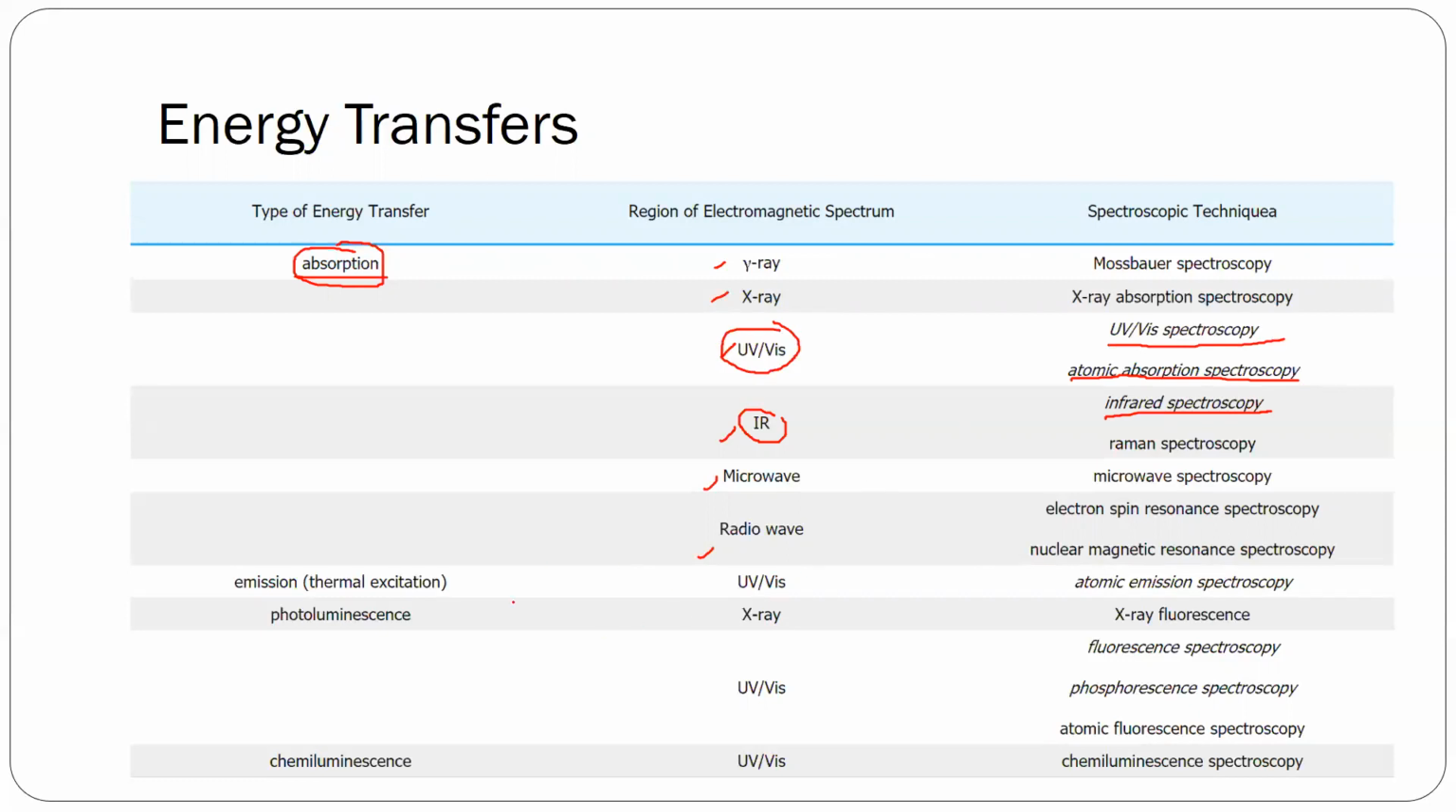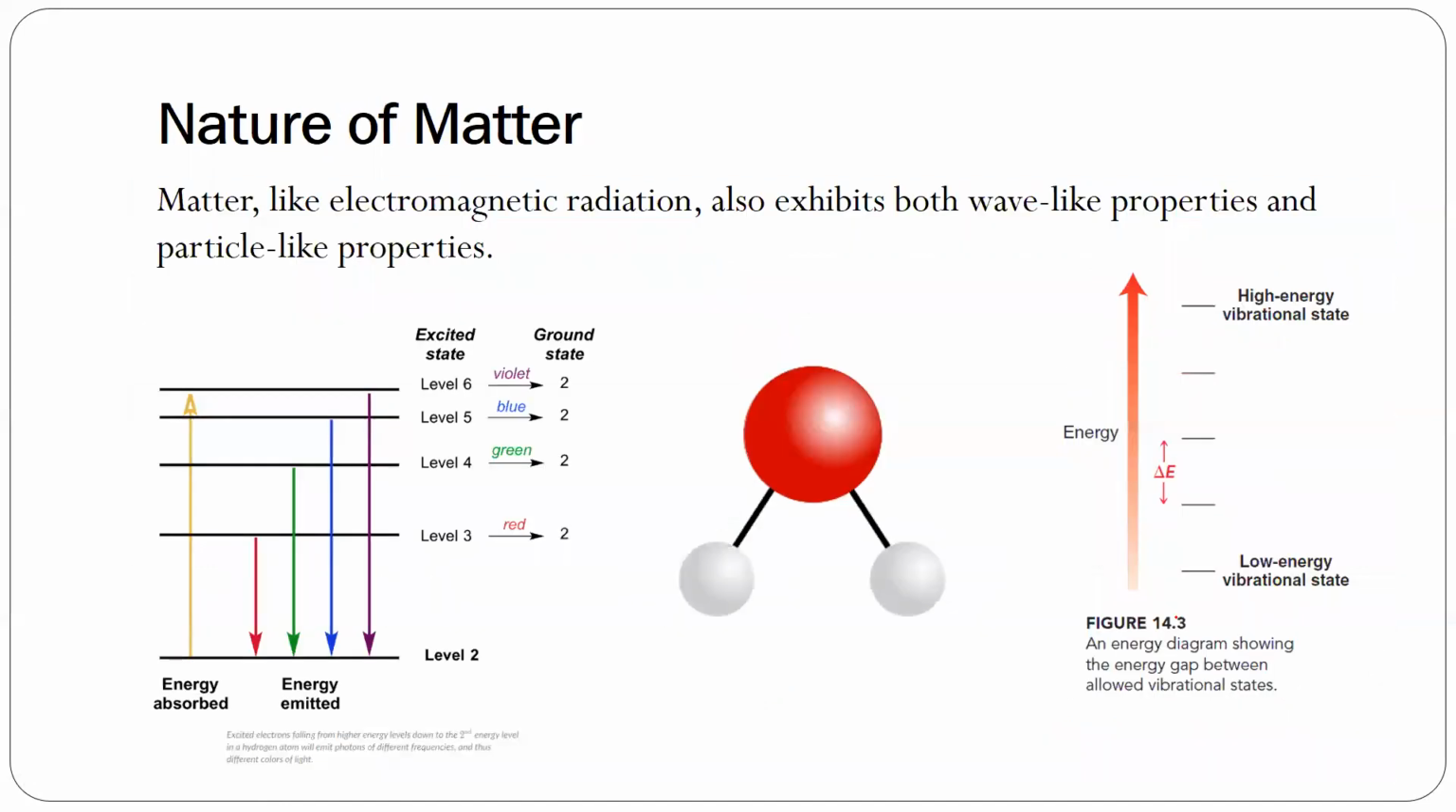Okay, and there are other types of energy transfers here like emission. Okay, UV-Vis din yon. It's just that emission is just the reverse of absorption. Kapag nagkaroon ng absorption yung matter, okay, at a certain point, magkakaroon din ng emission. Okay. And we also have photoluminescence and chemiluminescence. Okay, and these are the various techniques that we are going to study a little bit, okay, one by one. Now, we are done with the nature of light or radiation.